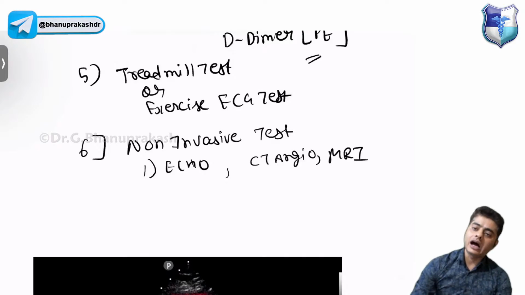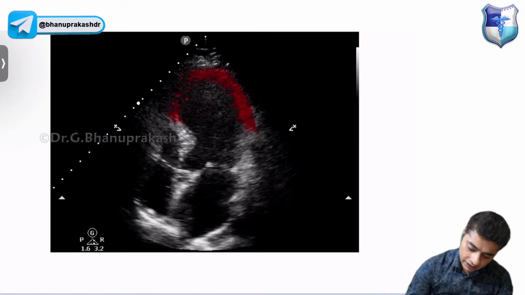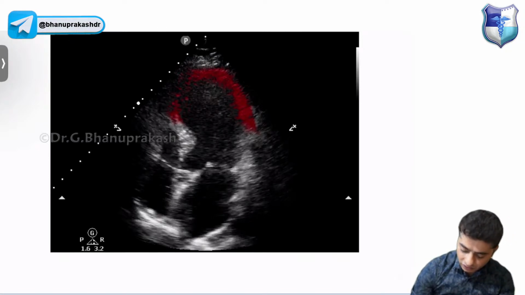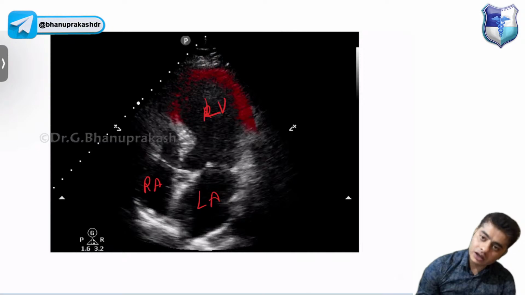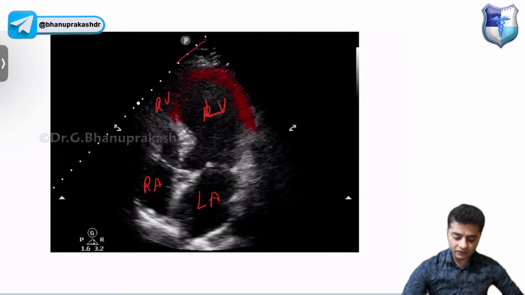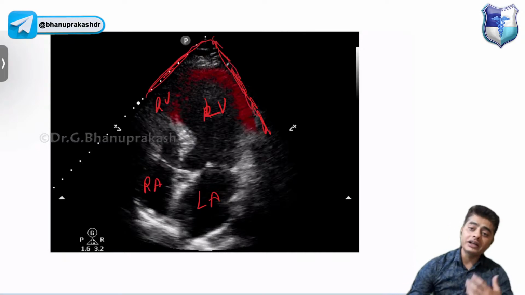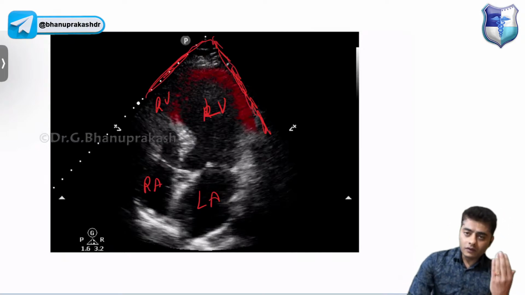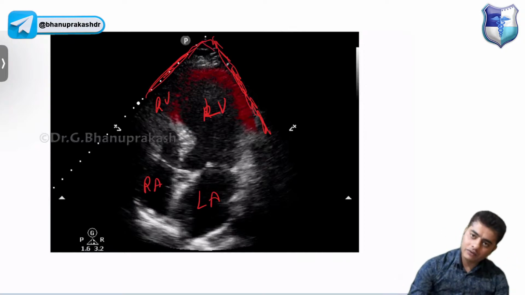And what will you get in echo? You will get RWMA, regional wall motion abnormality. So see, this is the echo of a patient. Here you can see this is your left atrium, this is your right atrium, this is your left ventricle, and this is your right ventricle. We are creating a window from above, from the chest. The most anterior structures of the heart are your LV and RV, and the LA you find posterior. So we are making a window with RV and LV.